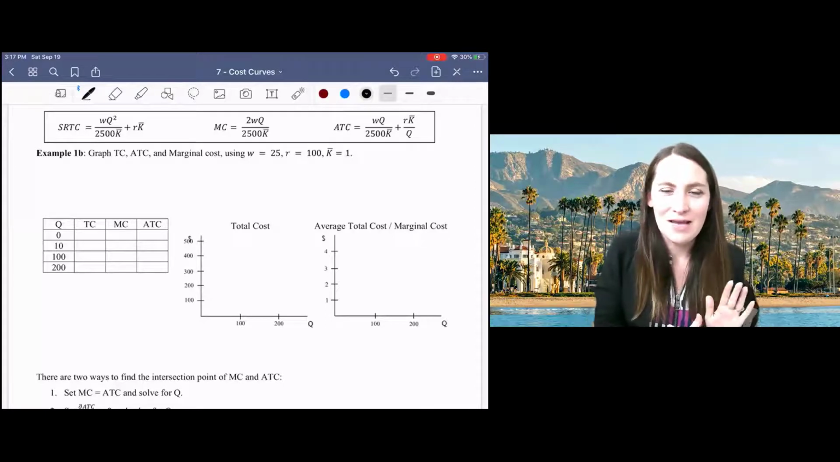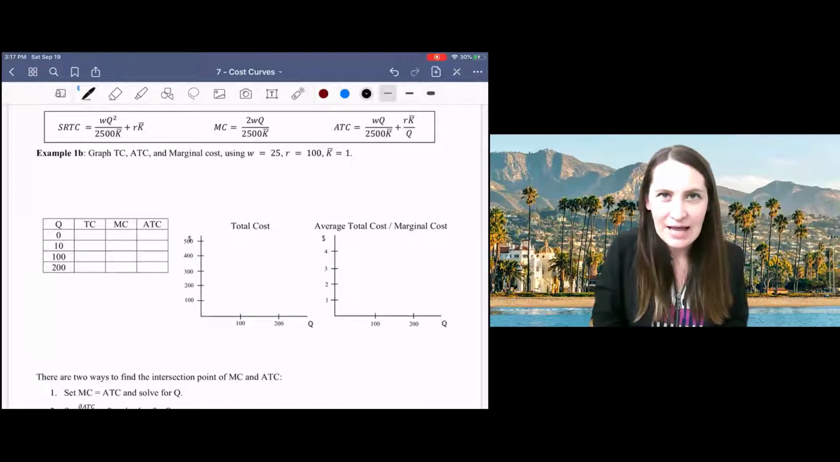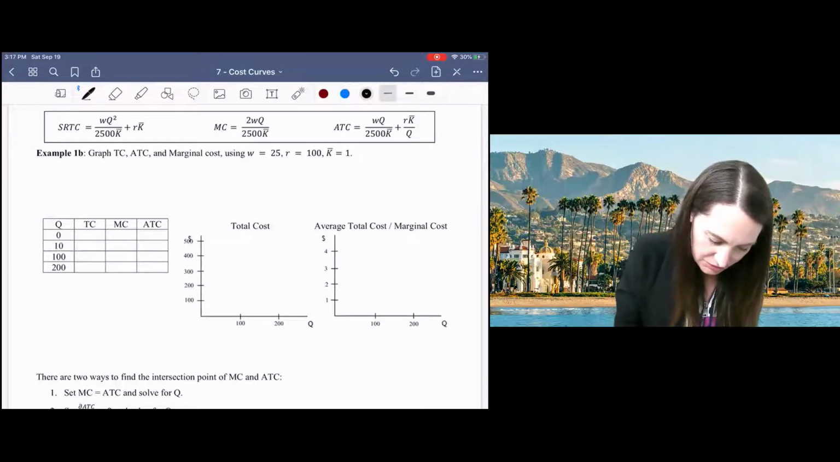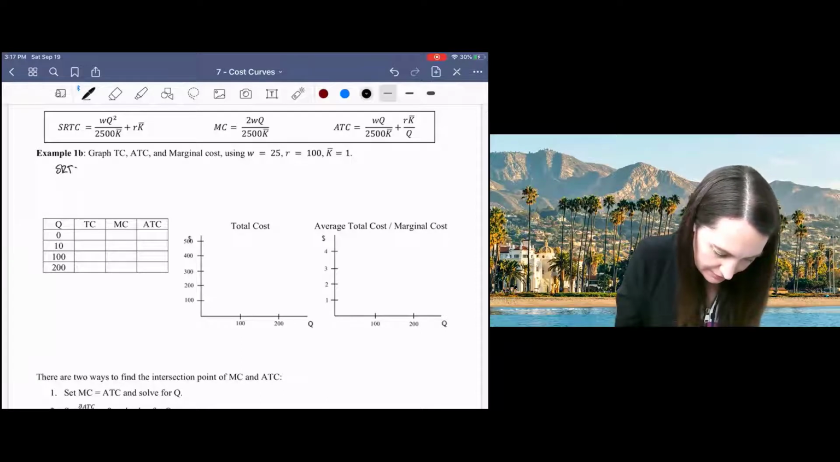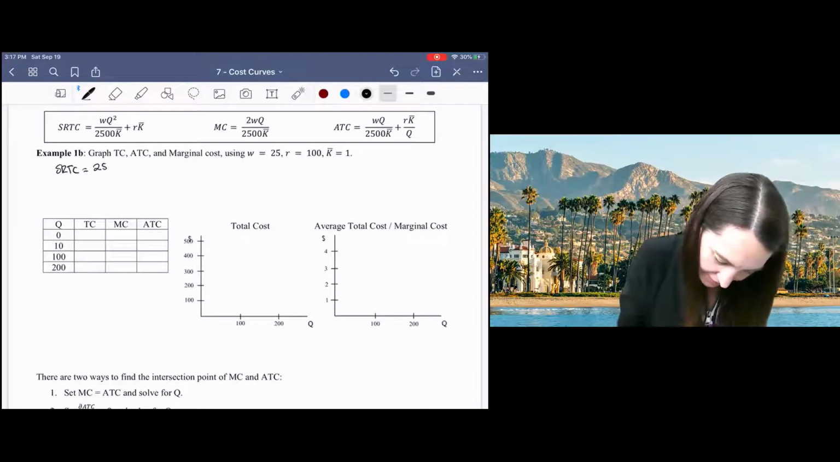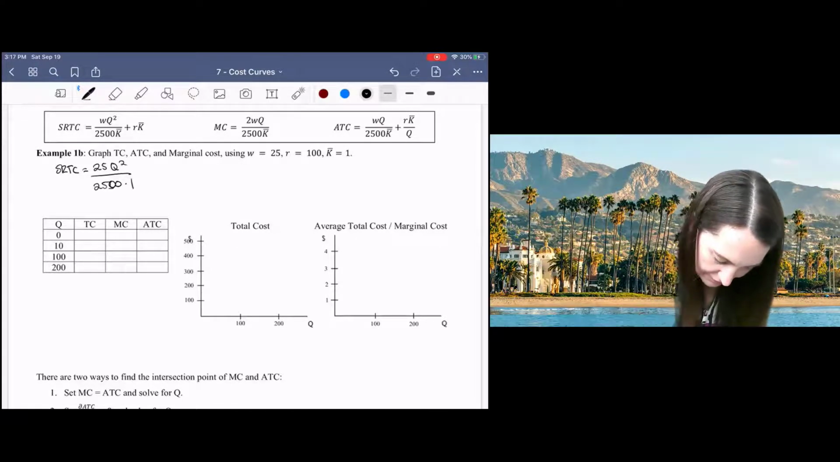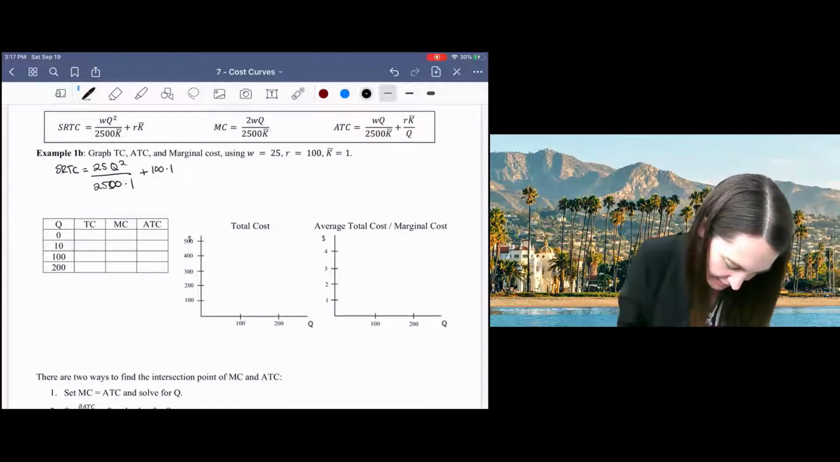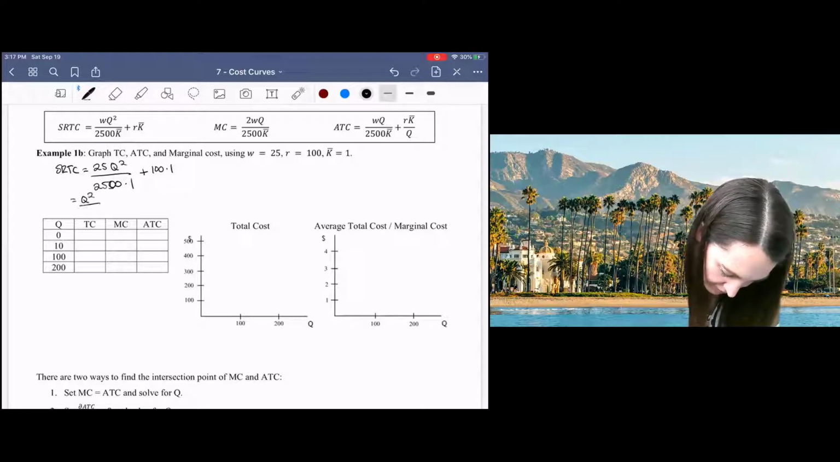All right, so now we'll take those cost functions that we derived and put in some numbers for our input prices and our short run level of capital. This is going to make these functions a lot easier to work with, or at least look at. So we've got short run total cost equals, we've got 25 for the wage, and that's 2,500 times 1 plus 100, and that's going to simplify to q squared over 100 plus 100.